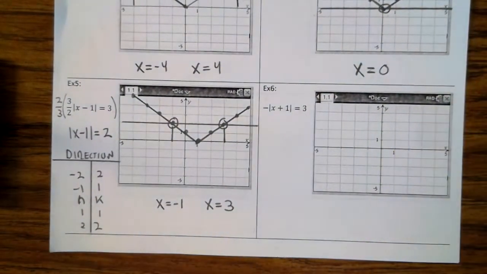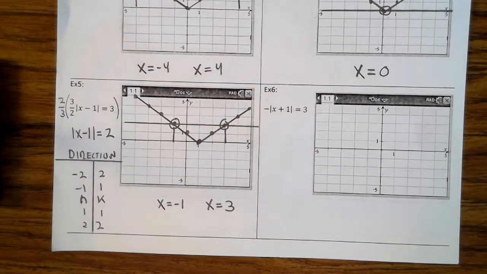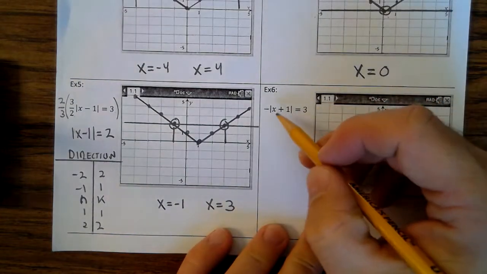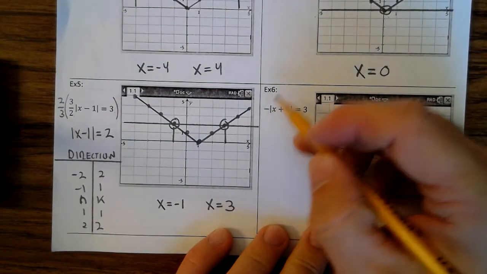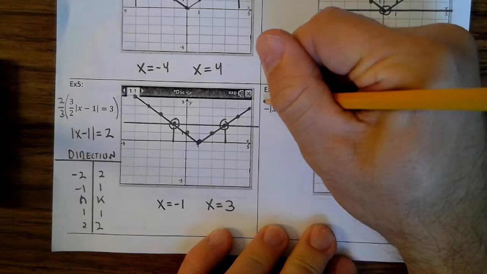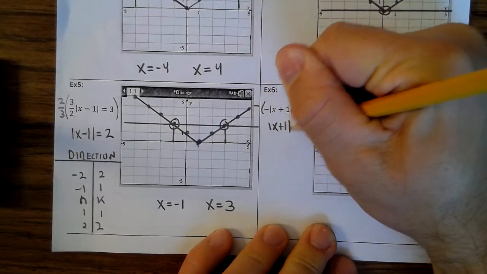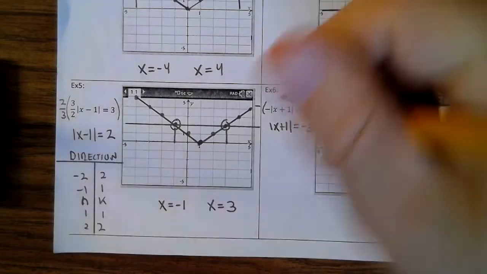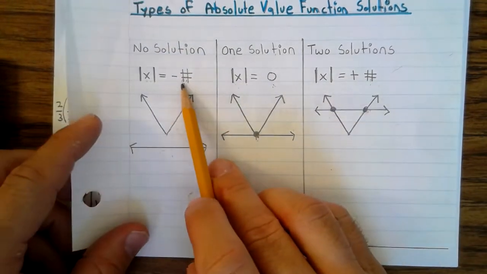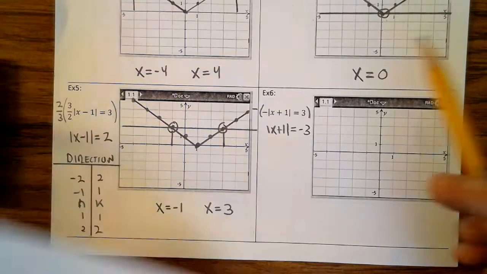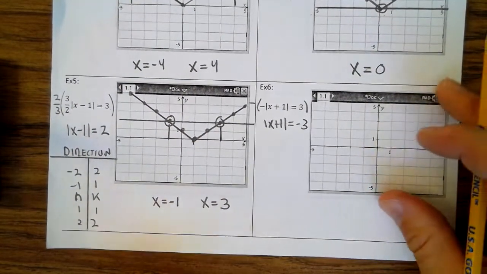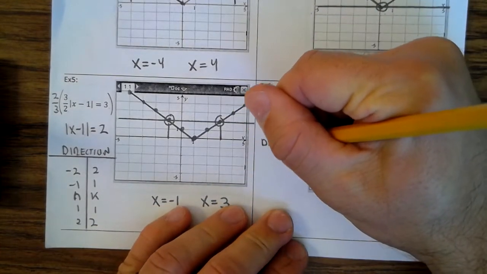All right, last example. Example 6. The first step is to isolate the absolute value. So here we multiply both sides by negative. A negative times a negative is positive, so you get the absolute value of x plus 1 equals -3. Now we know from our notes, if the absolute value is equal to a negative, then it's going to be no solution. Okay, but let's graph and see what that looks like. So we're going to graph by direction.